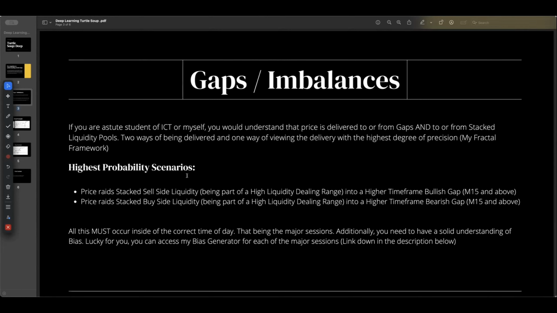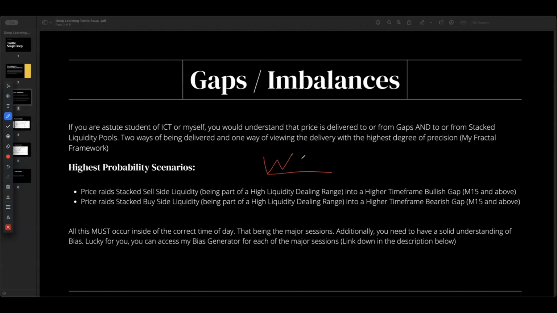Now, the highest probability scenarios are as follows. If you are looking for a bullish scenario, you are looking for price to raid stacked sell side, go into a higher time frame fair value gap, a bullish fair value gap, and then you're going to get the entry. Okay. The other way, of course, the bearish approach is to take out a stacked buy side liquidity pool, go into a fair value gap on the M15 and above.